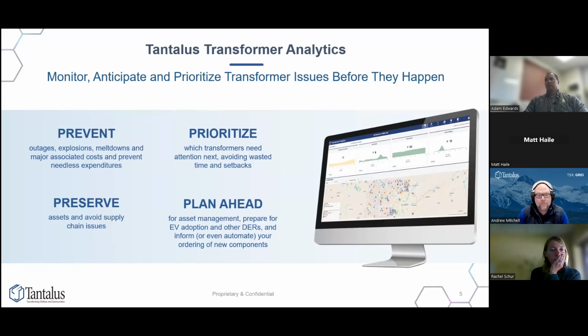Preserving what's out there. So again, making sure that we aren't overloading, that we aren't running into issues with life cycle when we don't need to be, especially considering supply chain issues that are in place today. What we're hearing, and you all are probably more familiar than I am, but depending upon the model itself, we're looking at a year longer in terms of lead times in acquiring transformers.